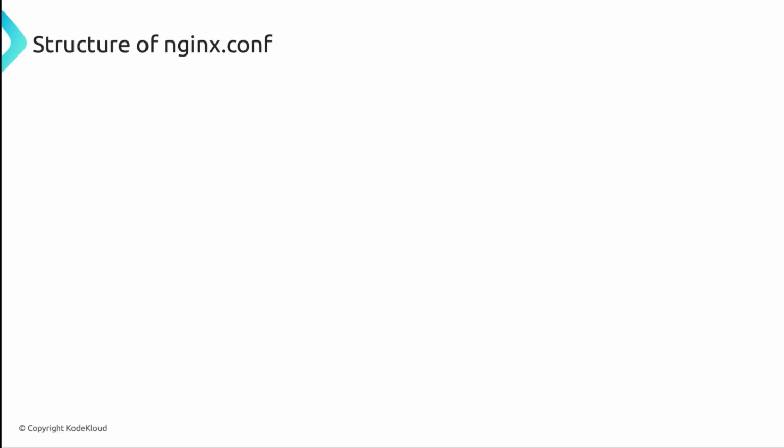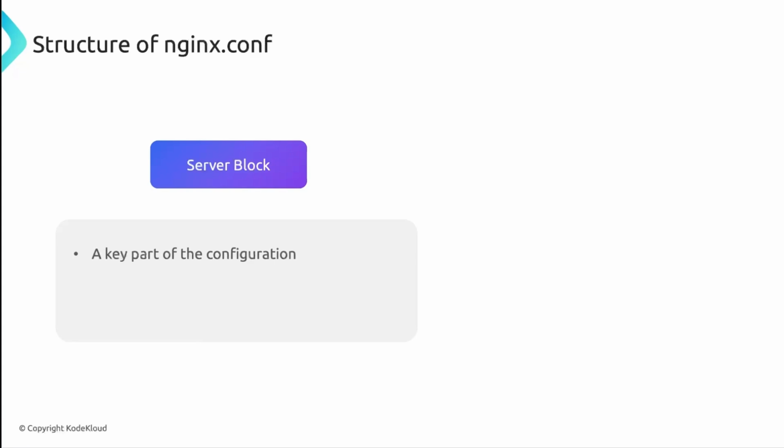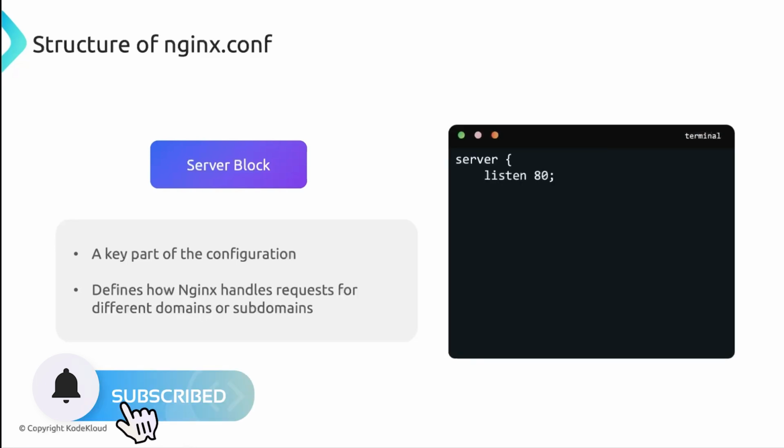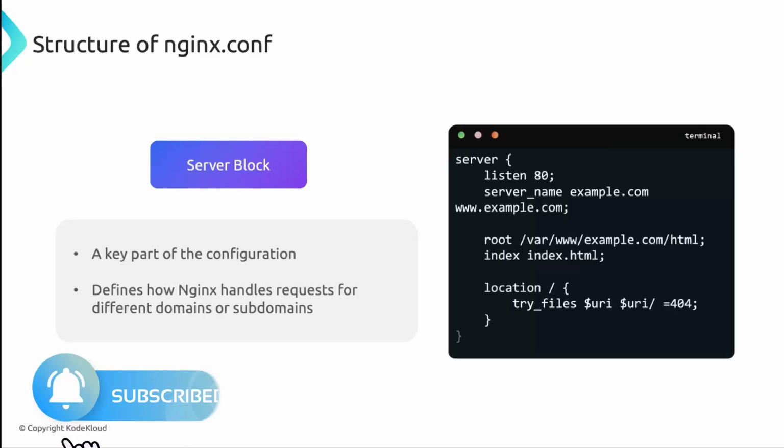And last, we have possibly the most important block, which is called the server block. This is the key part of NGINX. This is where you define how NGINX should respond to requests for different domains or subdomains. So understanding this block right here is essential to configuring NGINX effectively.